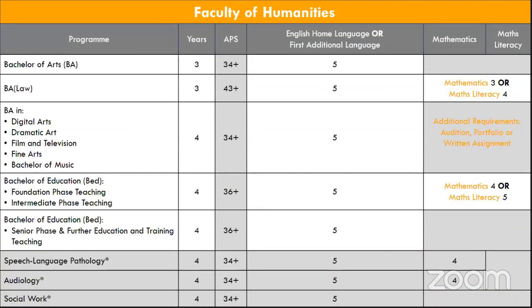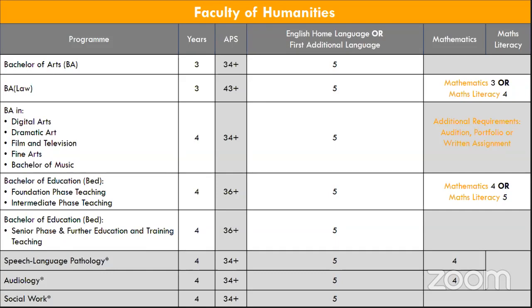Faculty of Humanities, Bachelor of Arts. Now in the Faculty of Humanities, we've got quite a whole range of qualifications. In actual fact, just Bachelor of Arts, Bachelor of Arts General, there's a whole lot of specializations that you can go into there. They range from psychology, archaeology, history, political science. There's a whole lot that you can choose from there. Now that qualification, minimum APS is 34, English at level 5.